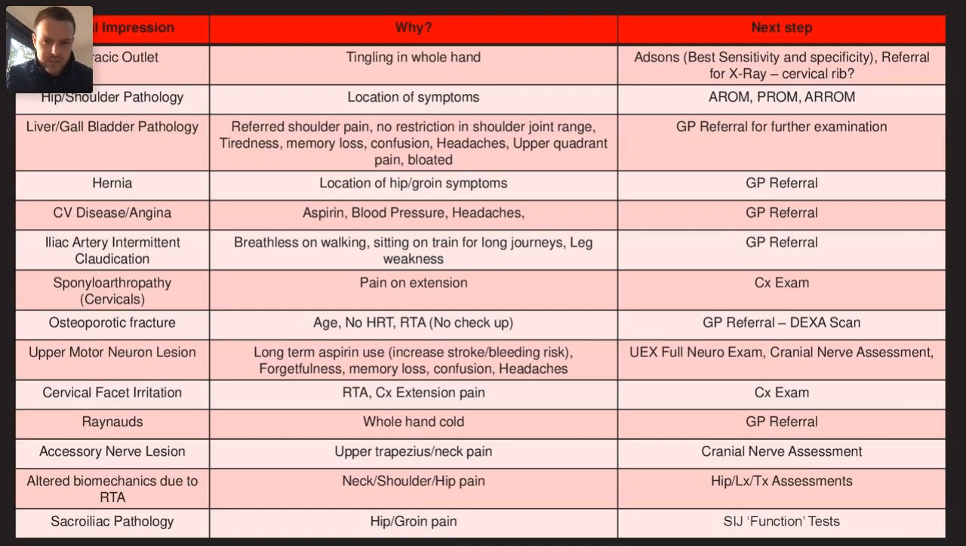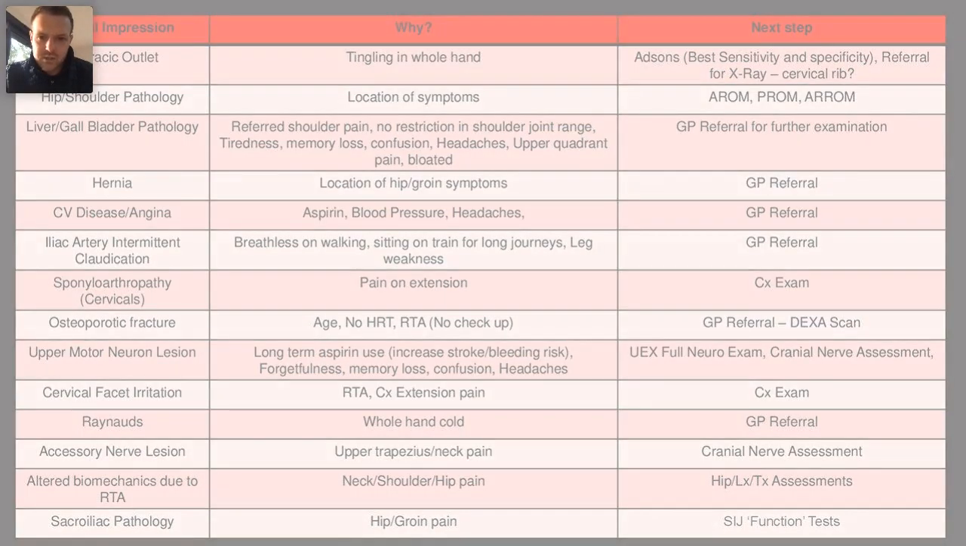There's no apparent reason for these symptoms, and that letter should have been enough to get her the correct examination by going to the GP. If none of that was there, if none of those liver, gallbladder problems were there, then we could have done active, passive, active resisted ranges of motion. So we could have done those, no problem at all.